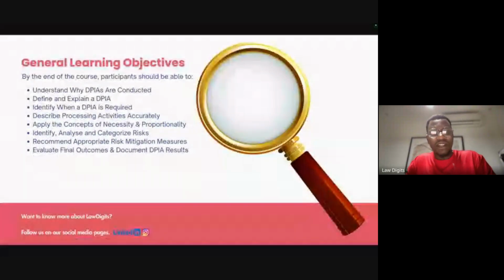For today, our general learning objectives will be understanding why DPIAs are conducted. We are going to define and explain what a DPIA is. We're going to identify when a DPIA is required, very important. We're going to describe processing activities accurately, and in what instance you will need a DPIA. We're going to apply the concept of necessity and proportionality to DPIAs. We're going to identify, analyze, and categorize risk, which is a very important skill. We're going to recommend appropriate risk mitigation measures, evaluate final outcomes, and then document DPIA results.